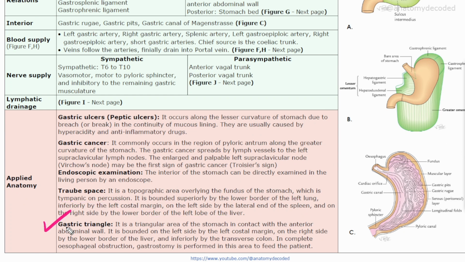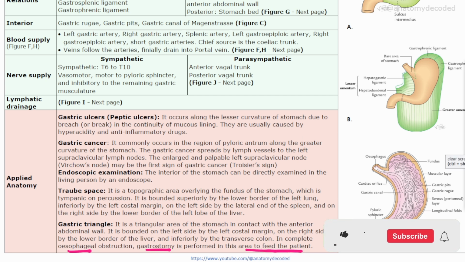And there is a triangle called the gastric triangle. It's an area which is in contact with the anterior abdominal wall. Okay, it is bounded on the left side by the left costal margin, on the right side by the lower border of liver, and inferiorly by the transverse colon. Okay, so why is this important? If there is any obstruction of the esophagus, gastrostomy can be performed in this area to feed the patient. Okay, so these were various applied anatomy topics related to the stomach.